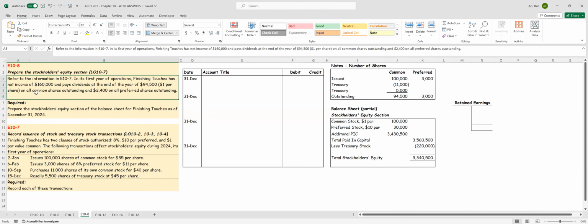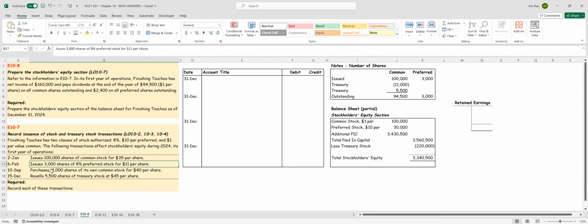So they tell us that this is our first year of operations. At the end of the first year, we have $160,000 in net income. We pay dividends at the end of the year, $94,500. $1 per share is what we're paying the common shareholders. And then $2,400 on all the preferred shares that are outstanding. So let's recap over here.